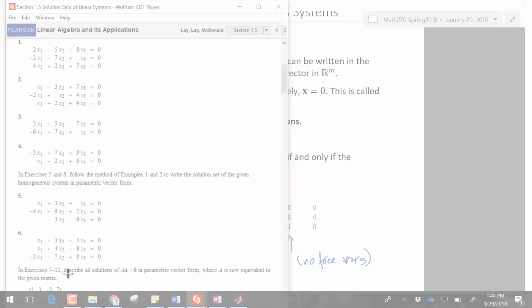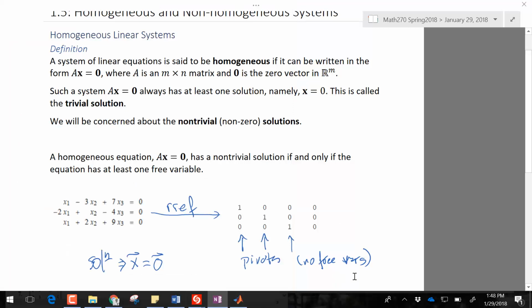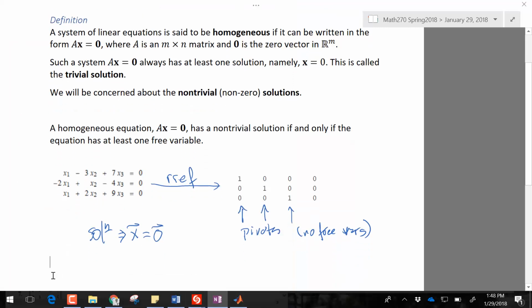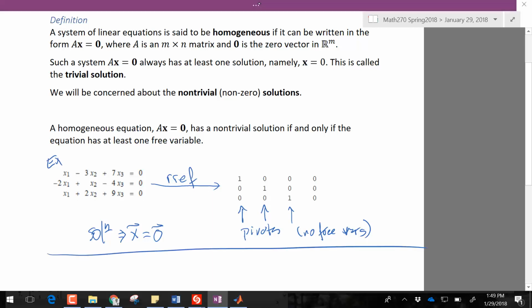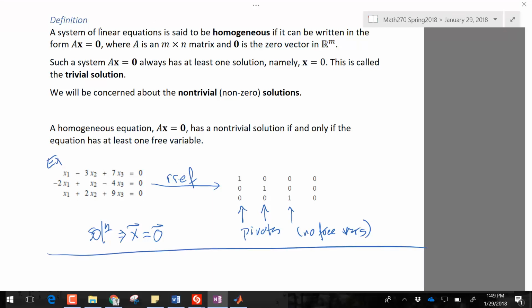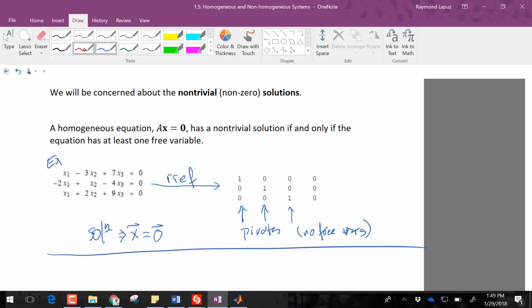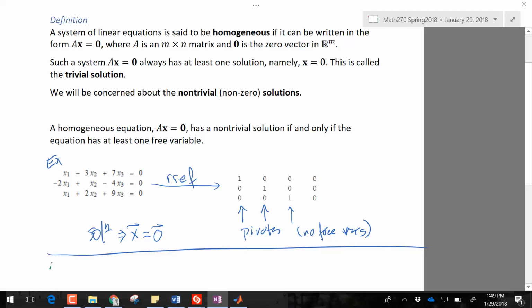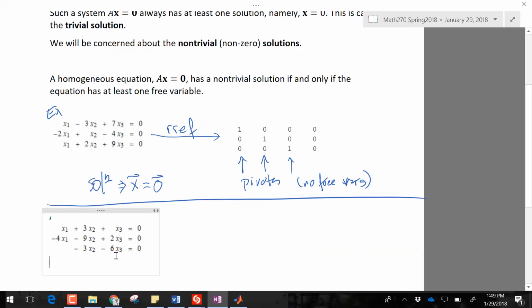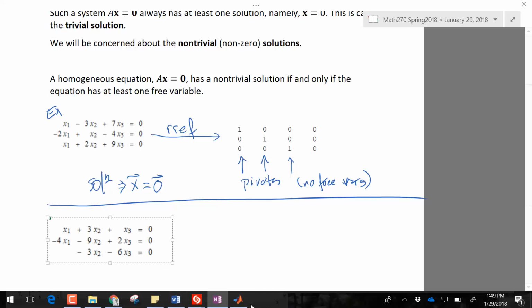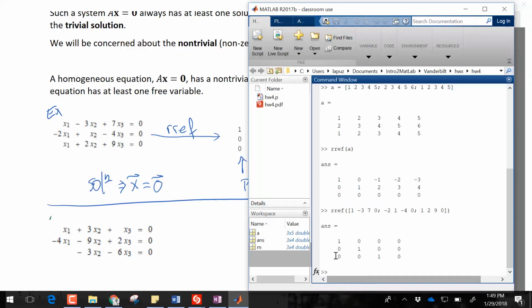Let's do one where we're actually going to get a solution. So here's our next example. And go ahead and use MATLAB again.